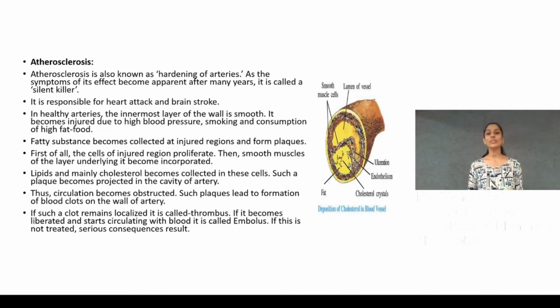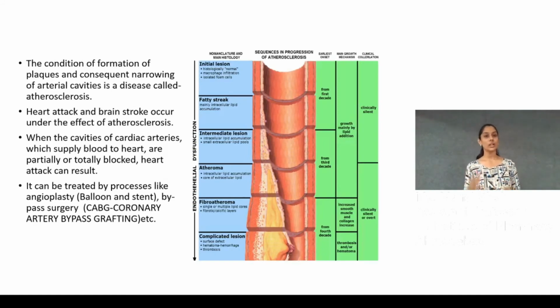The cells of injured regions proliferate, then smooth muscles of the layer underlying it become incorporated, and lipids, mainly cholesterol, collect in these cells. Such a plaque projects into the cavity of the artery. Thus circulation becomes obstructed. Such plaques lead to formation of blood clots on walls of the artery. Such a clot that remains localized is called a thrombus. If it becomes liberated and starts circulating within the blood, it is called an embolus. If this is not treated, there are serious consequences. The condition of formation of plaques and consequent narrowing of arteries is called atherosclerosis.